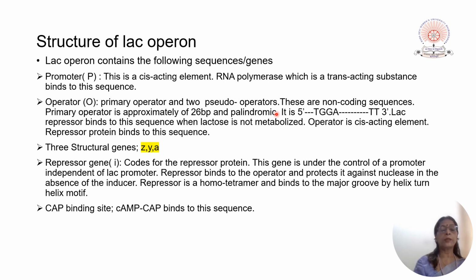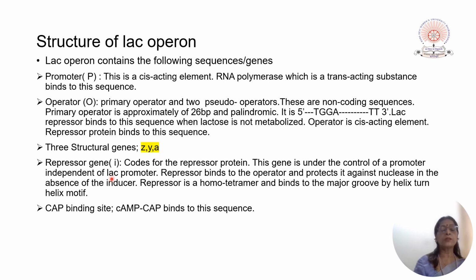The primary operator is a palindromic sequence of 26 base pair length. The lac repressor binds to this sequence when lactose is not metabolized. Structural genes Z, Y, A code for three types of proteins or polypeptides. Z codes for the enzyme beta-galactosidase, Y for the symporter or membrane transporter galactoside permease, and A for transacetylase.